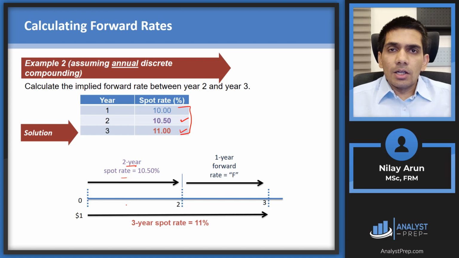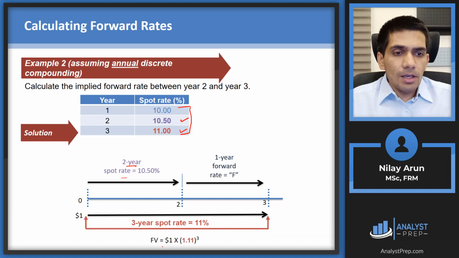All right. Now let's follow the same no arbitrage method that we did earlier. That regardless of which route we take to go from 0 to 3, we will end up with exactly the same future value. So we start with $1 here. We compound it for 3 years at the rate of 11%. And what do we get? 1 into 1.11 raised to the power of 3.